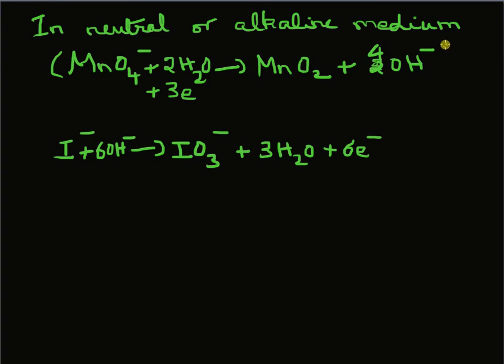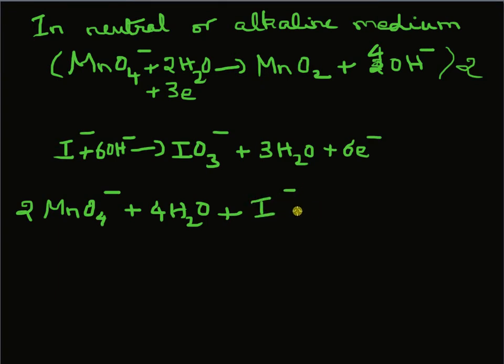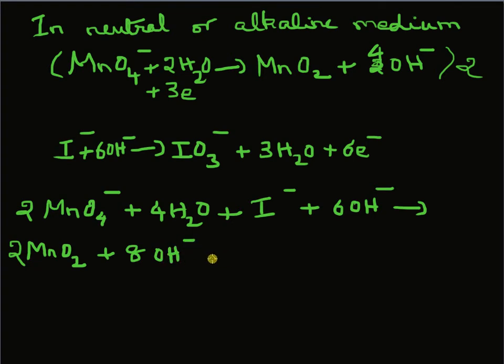What should we do now? We will multiply this by 2. And so your overall equation will be 2 MnO4 minus plus 4H2O plus I minus plus 6 OH minus giving 2 MnO2 plus 8 OH minus plus IO3 minus plus 3 H2O.